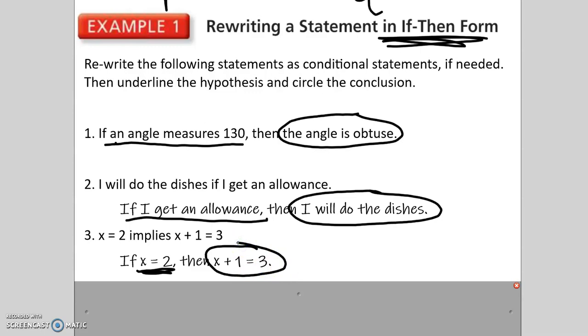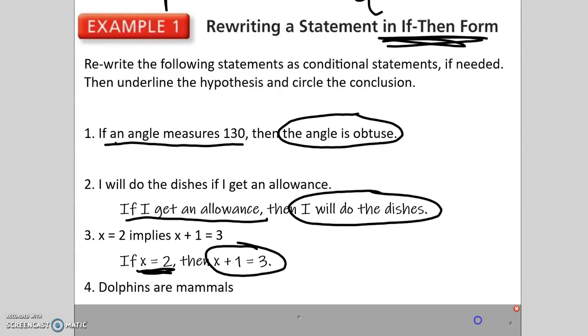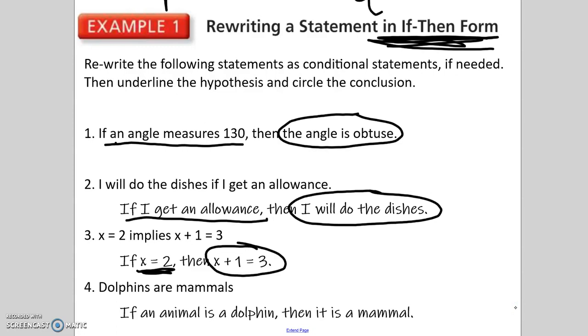And here's one last one for us to look at. Dolphins are mammals. Well, definitely not an if-then form, right? But we can rewrite it. If an animal is a dolphin, then it is a mammal, right? Dolphins are mammals. So if an animal is a dolphin, then it is a mammal. So you guys are going to practice writing these in if-then form, but those are some examples for you to reference. So hopefully you just wrote those down in your notes.